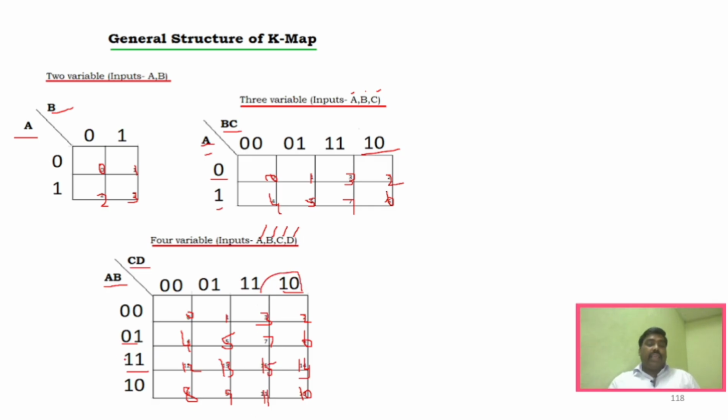And similarly here, right? So why are you writing these positions? While solving the problem, you can understand the importance of these positions, right? This is the structure of the K-map.